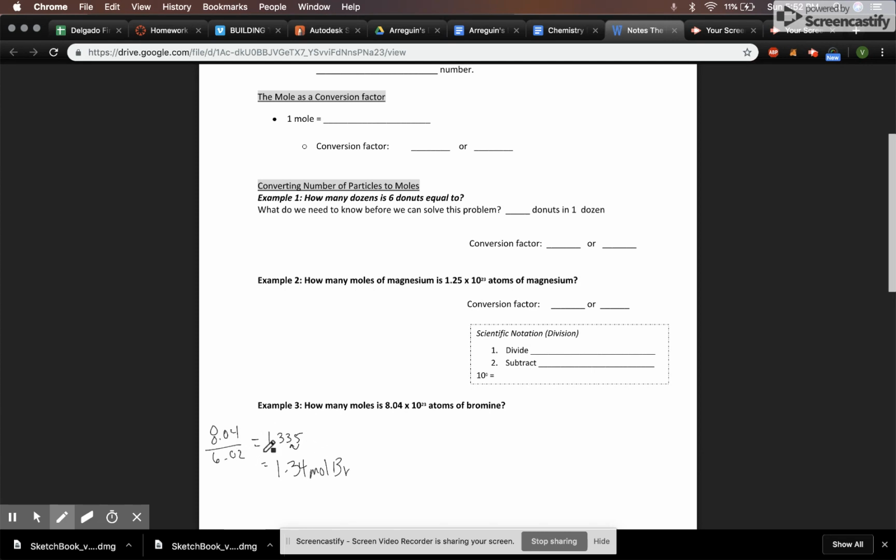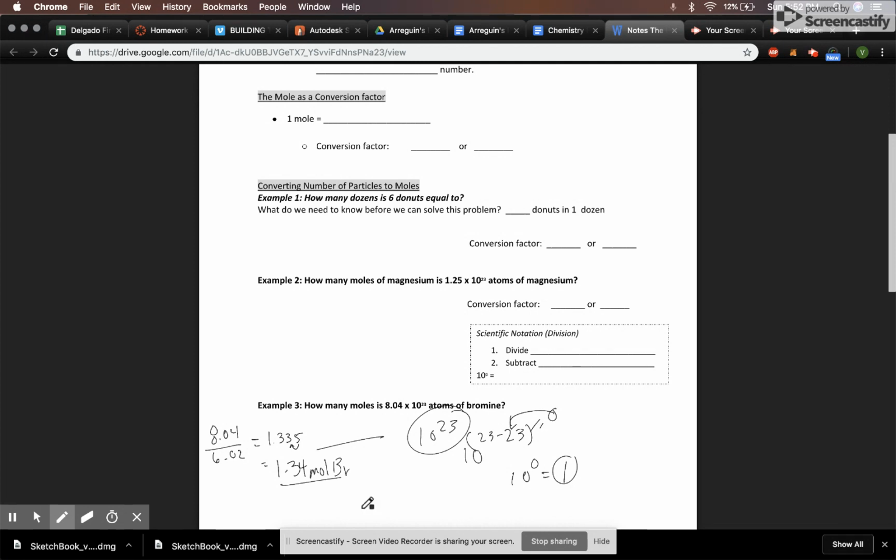Don't forget that the reason we did not worry about this 10 to the 23rd power, these exponents, was because when we did the calculation, it was 23 minus 23, and that turned into 0. Then it's easy to say it'll be 10 to the 0, because now that 0 replaces this exponent, and remember that is equal to 1. So that's why we don't include it here, because it's 1. This would be our final answer: 1.34 moles of bromine.